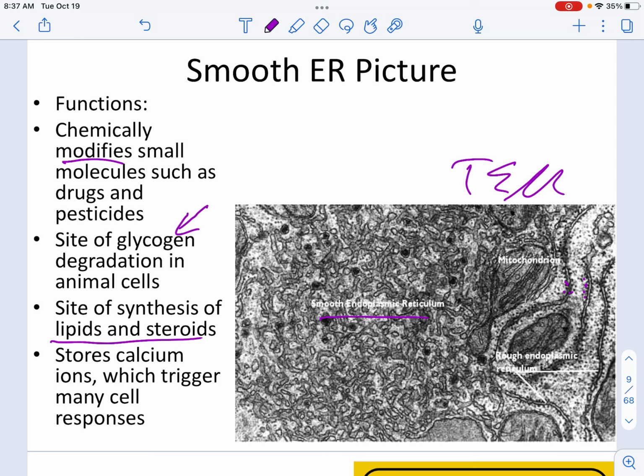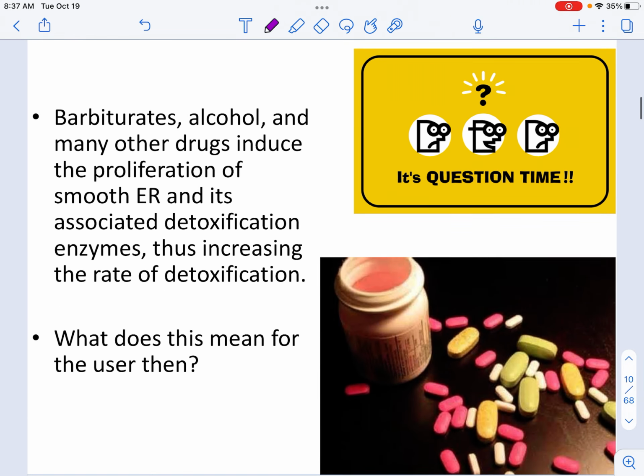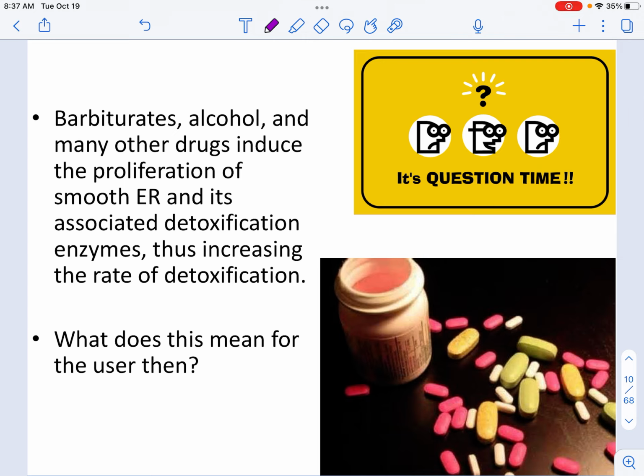It also makes lipids, which is a very important situation, and steroids, okay? So I want to ask this question. I want you to pause the video if you so desire and try to answer it before I go through the answer. Barbiturates, alcohol, and many other drugs induce the proliferation, which means the rapid growth, of smooth ER and its associated detoxification enzymes, proteins, thus increasing the rate of detoxification.